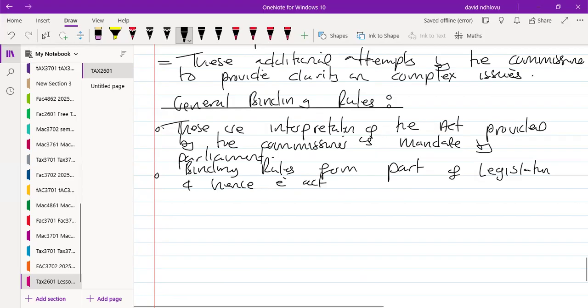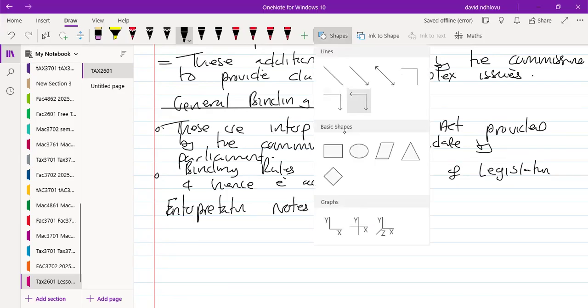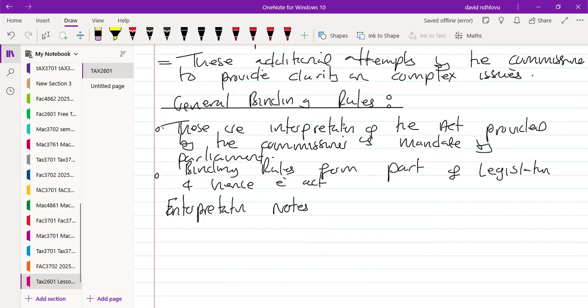Then we have interpretation notes. Again, they love this in your theory questions. I have been doing a lot of theory over time, a lot of assignments, multiple choice assignments over this, so I know what they are asking you in those assignments. You need to know and understand that general binding rules form part and parcel of the Act, but the interpretation notes are not part of the Act.